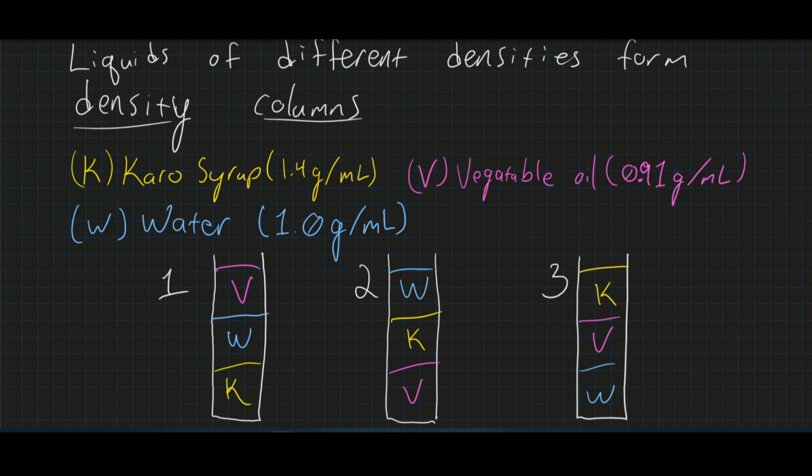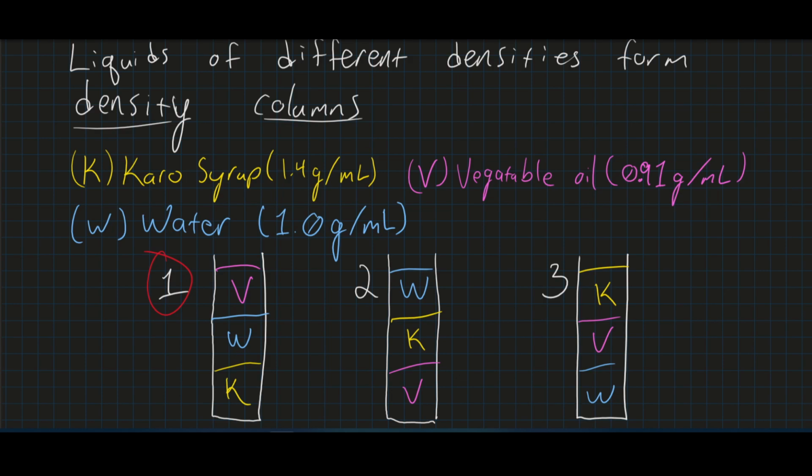All right. When you approach these kinds of things, you just have to know that something with a higher density will sink below something with a lower density. So the Karo syrup, having the highest density, would be at the bottom, followed by water, followed by vegetable oil, meaning that number 1 is the correct answer.